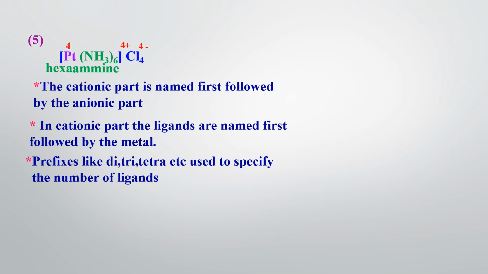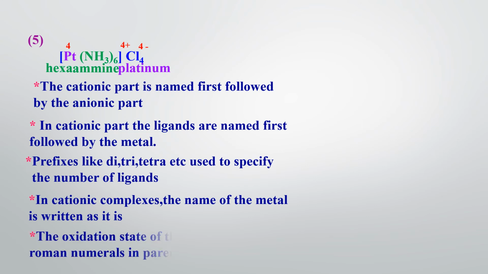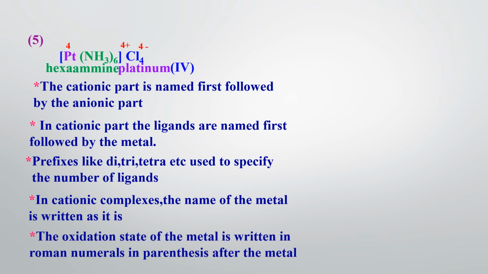Now for a cationic complex we are not using the ate suffix for the metals. When it is an anionic complex, ate is the suffix for metals. But when the cationic complex is there, we are not using any suffix. So the name of the metal will be as usual, that is nothing but platinum. Then the oxidation state we already know, 4. Then it is a cationic part, naming is over.